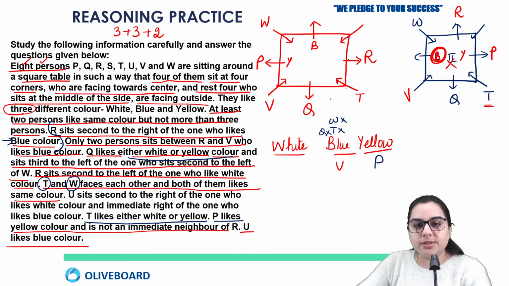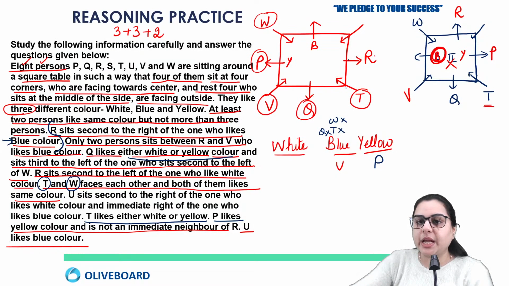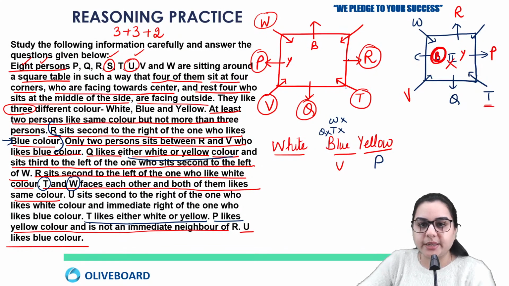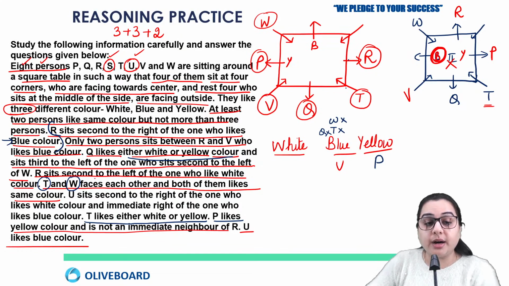Right. So now just see how many persons are left. We are done with W, P, V, Q, T and R, and we are left with just two positions. And what are the names? It is S and U. These are the two names that are left.